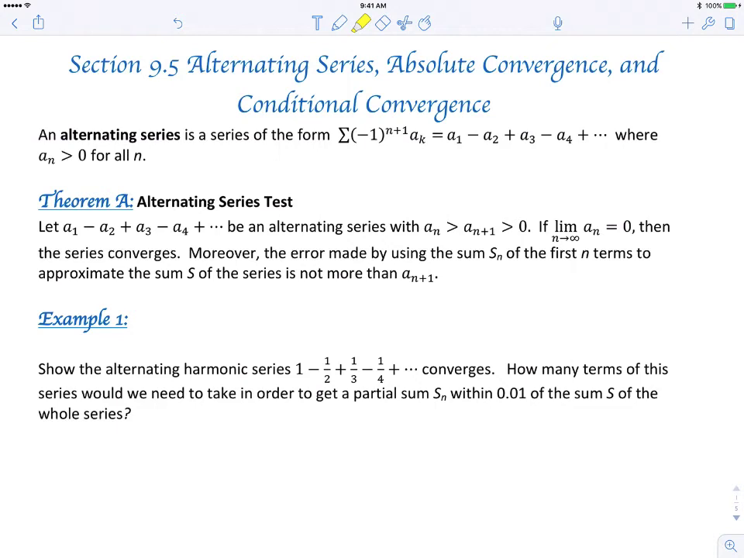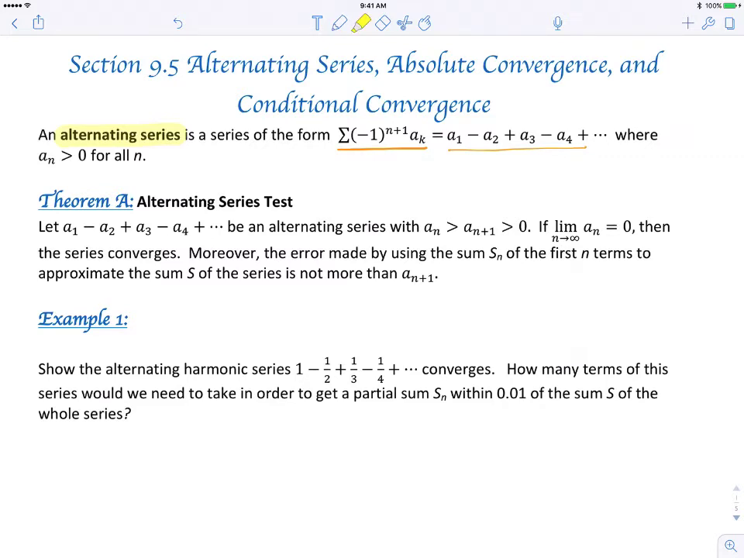Section 9.5, alternating series, absolute convergence, and conditional convergence. First, we need to define an alternating series. An alternating series is a series of the form the sum of (-1)^(n+1) a_n, or a1 minus a2 plus a3 minus a4 plus a5, etc., where all of the a_n are greater than 0 for all n.